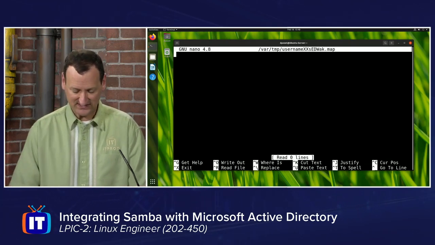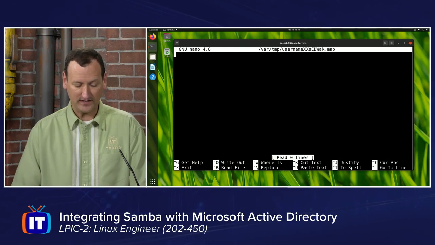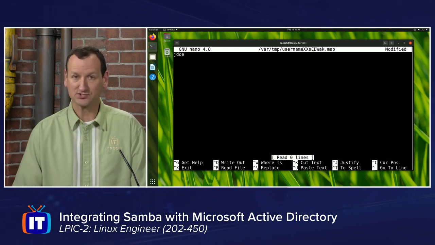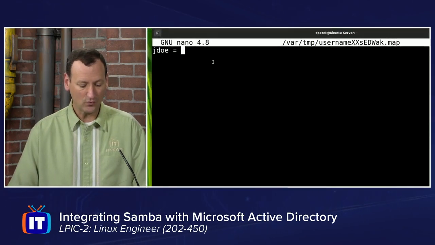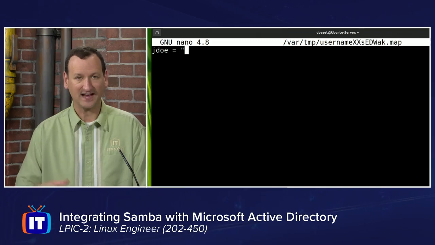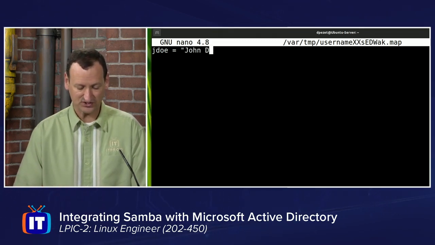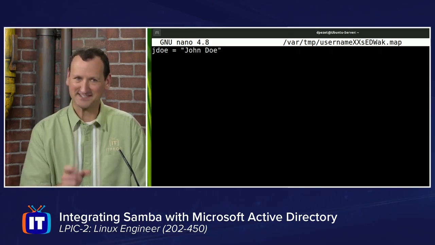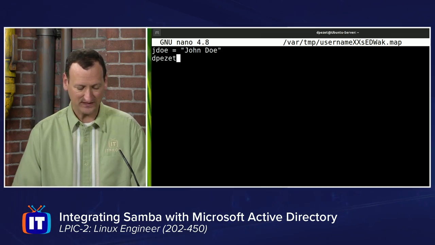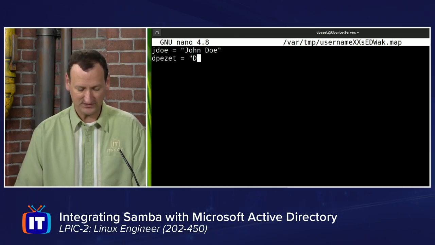So I might need to say something like, maybe on this side, it'll be user jdoe equals, and then in quotes, I would specify the name on the other side. So maybe it's John Doe, like that. And I put quotes on it so it knows that the space is a part of that name. Same thing if I did that for my own name, and so on.